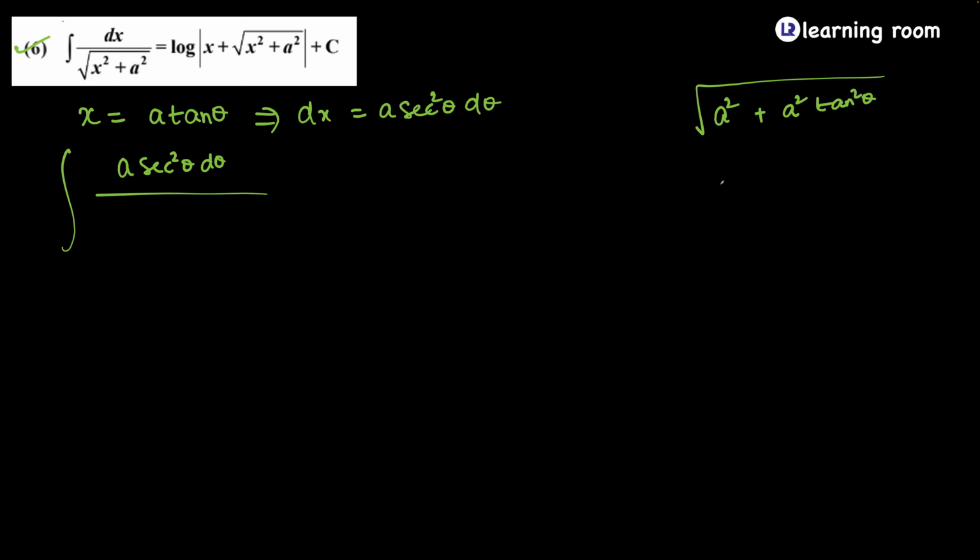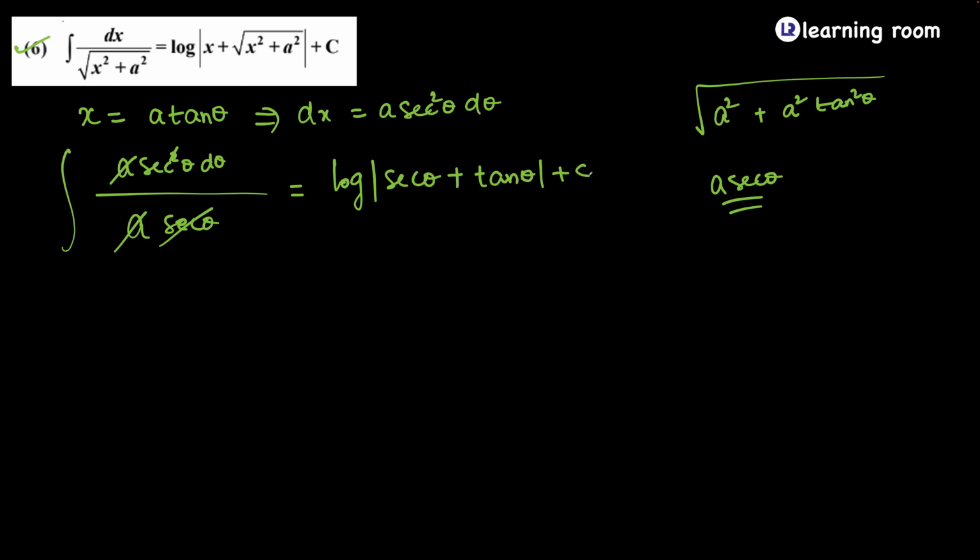So what will the answer be? A times root of 1 plus tan square theta, which is secant square theta under a root, will give you a secant theta. You can solve this and see. So here you will have a times secant theta. So a and a will get cancelled. One secant is going to get cancelled. So you're going to have integral of secant theta d theta, which is going to give you the answer as log of secant theta plus tan theta plus c.